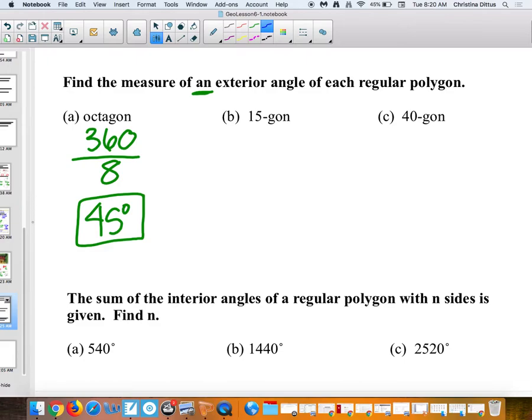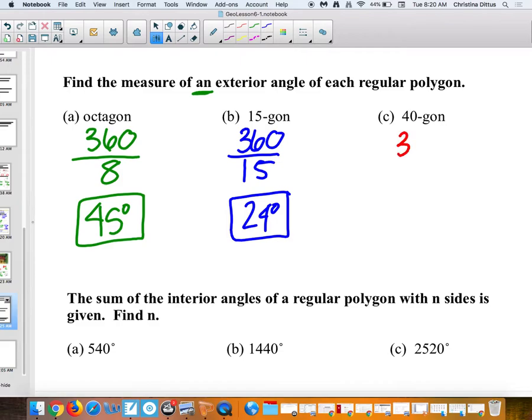For the next one, I have no idea what that looks like, but I know that the total of my exterior angles has to equal what? 360. To find one of those, what am I going to do? 360 divided by 5. There you go. And what do we end up with? 24. And one more. How do I find one exterior angle for a 40-gon? 360 divided by 40. That's 9.